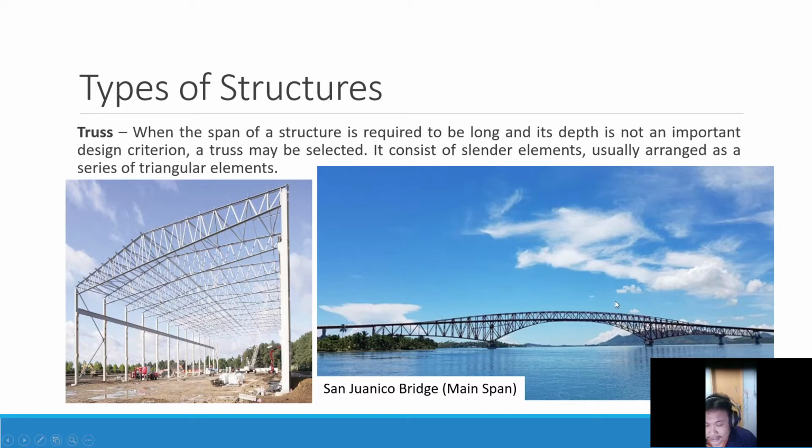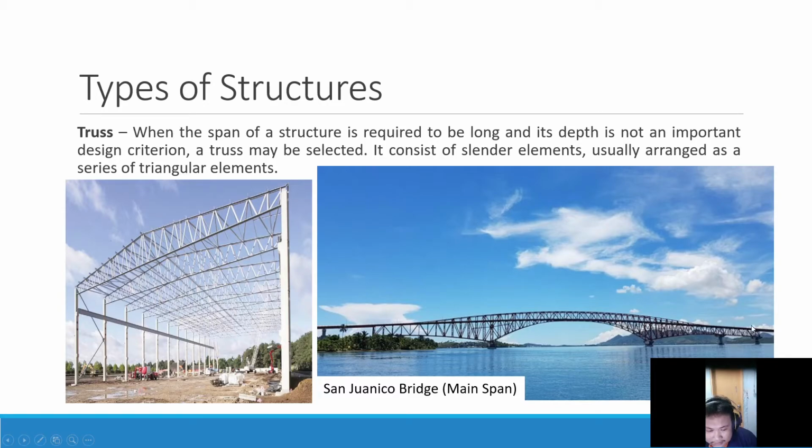And pinakasikat na bridge dito sa ating Pilipinas, the San Juanico Bridge, established noong panahon ni Marcos, no? This San Juanico Bridge is created with different types of truss. So this part ng San Juanico Bridge, since masyadong mahaba siya, unlike this one dito na part, pwede mo siyang i-design ng mga pre-stressed beams naman yan. Kailangan ng suporta ng truss. So this is the main span ng San Juanico Bridge. Wala pa ako nakapunta ng San Juanico Bridge, but we have different parts ng San Juanico Bridge kasi napakahaba niya.